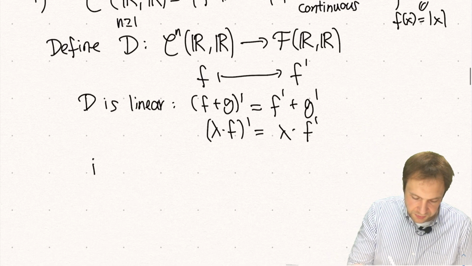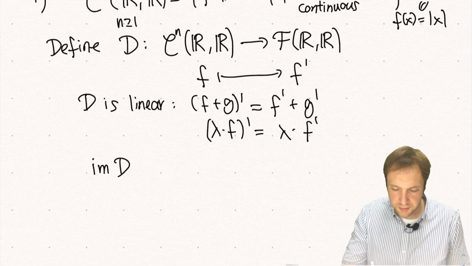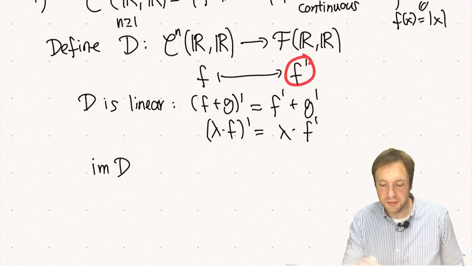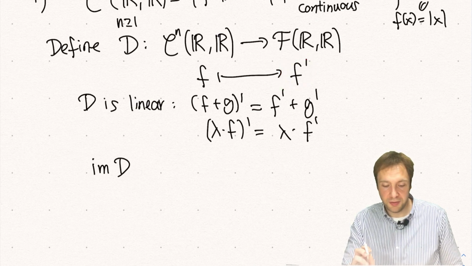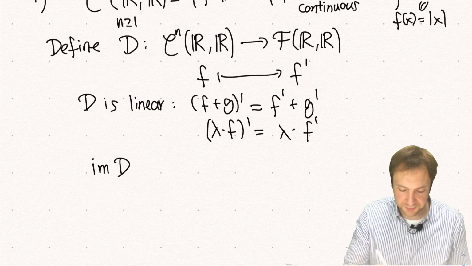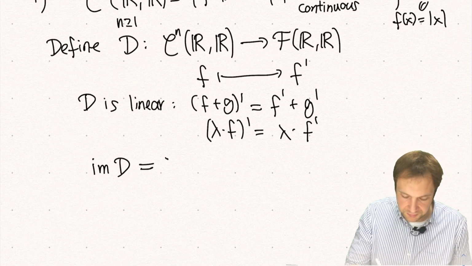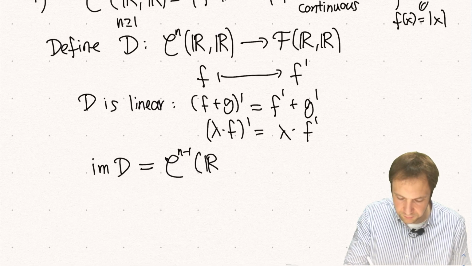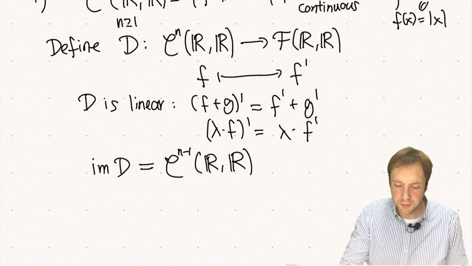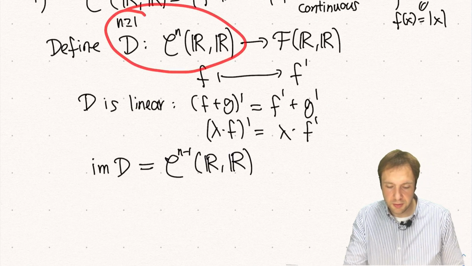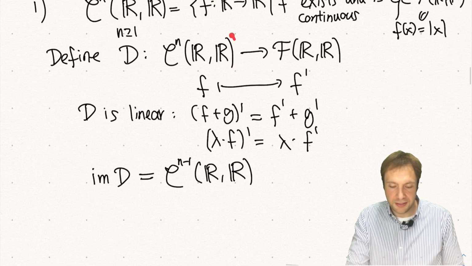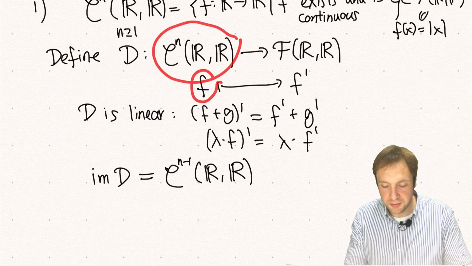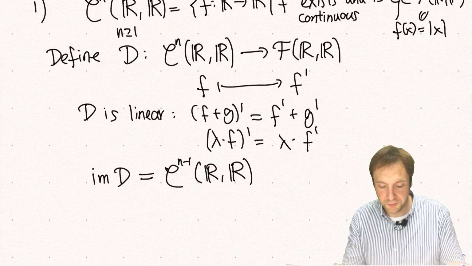So, but what is the image of this map? If I start with a function where the nth derivative exists and I take the derivative, then I end up with a function where the (n minus 1)th derivative exists. So the image is exactly C^(n-1). So in the case when n is equal to 1, then I'm in the space of all functions where the first derivative exists and is continuous. And if I take the derivative, then I end up with a continuous function.